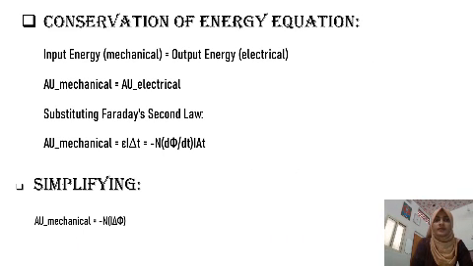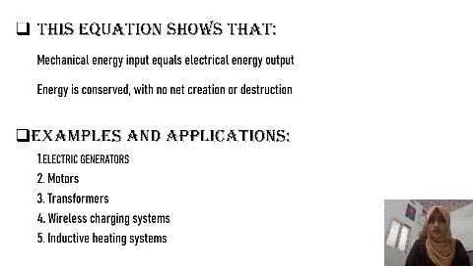And third, the conservation of energy equation. Input energy, which is mechanical, equals output energy, which is electrical. dU mechanical equals dU electrical. Substituting Faraday's second law, dU mechanical equals epsilon I delta t, which equals minus N d phi by dt times I delta t. Simplifying, dU mechanical equals minus N I delta phi. This equation shows that mechanical energy input equals electrical energy output.